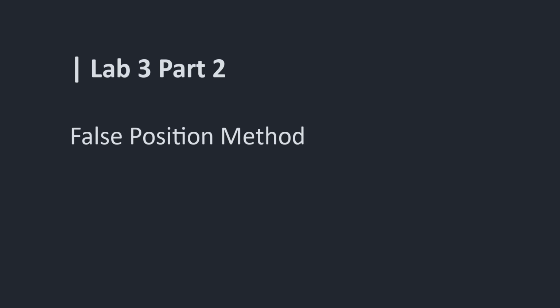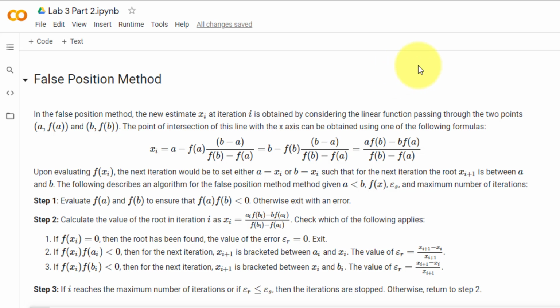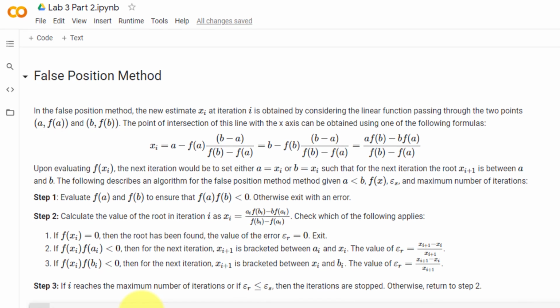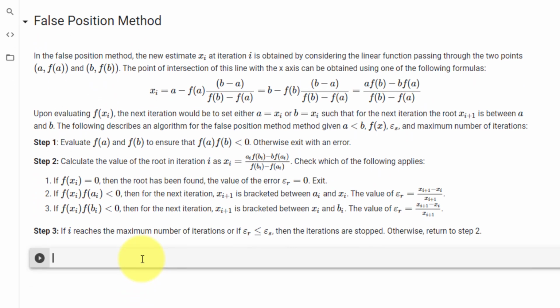Welcome to Lab 3 Part 2, where we will program the false position method. Here we have the definition for false position. We will see that the code for the false position method is very similar to the bisection method, with the key exception of xi. As always, we will start by importing the libraries.